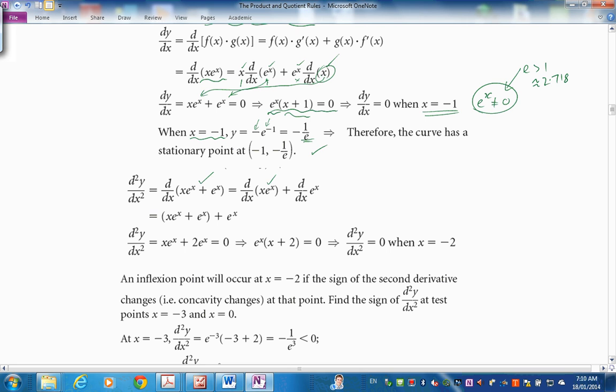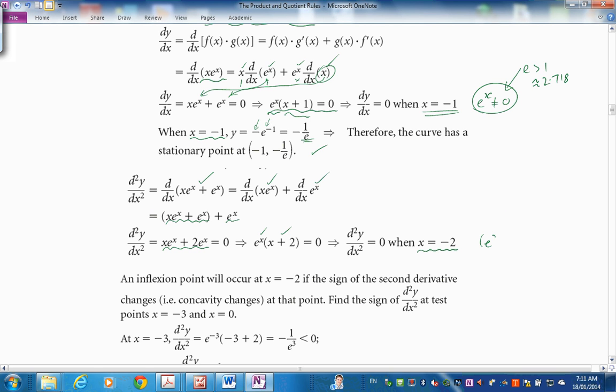So it's a derivative of the first term plus derivative of the second, and we go through the product rule for the first one, and then derivative of e to the x is just itself. So adding those up, we've got that. Factorising out the e to the x by x plus 2, the derivative is 0 when x is neg 2. Okay.